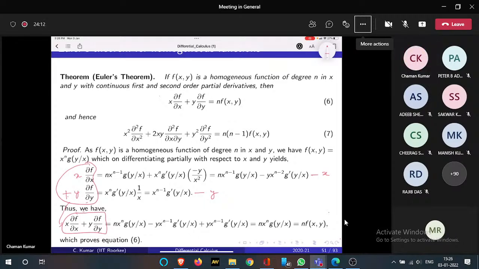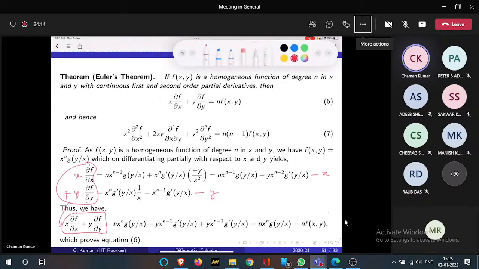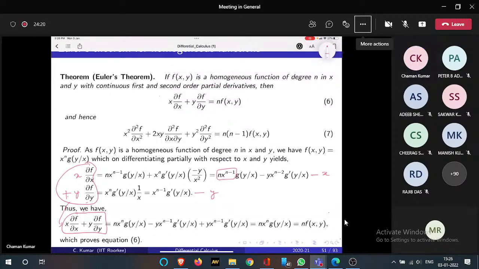On the right hand side, you have this. When you multiply this by x, this will become n x raised to n. This will become x raised to n minus 1. And when you multiply this equation by y, you get x raised to n minus 1 into y. And you add them together.